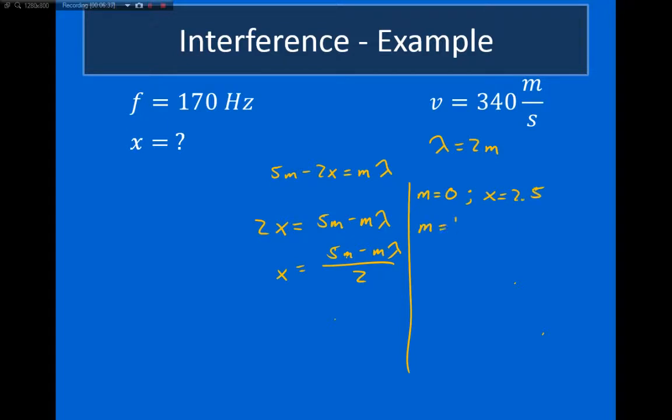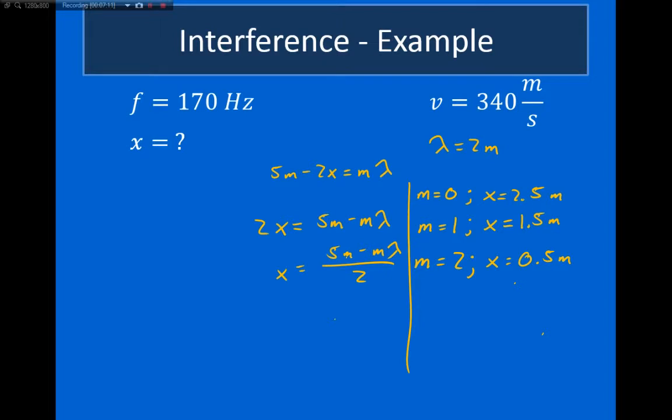When m is equal to 1, we have x is equal to 5 minus 2 divided by 2, so we have 1.5 meters. And if m is equal to 2, we'll have x is equal to 0.5 meters. Now, notice that if I plug in m equals 3, I would have a negative number here, which means it's outside of the two speakers. So that's no longer in the area that we're considering.